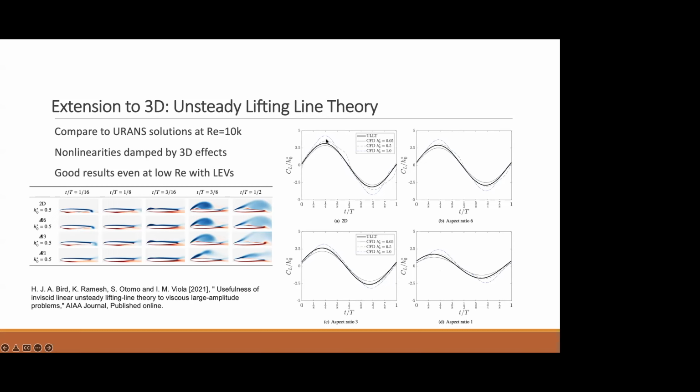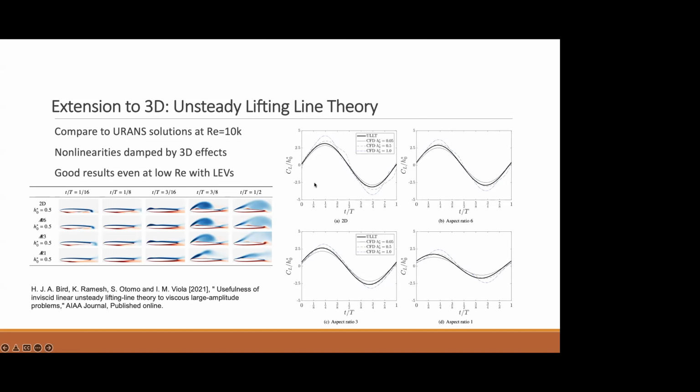The ULLT result is marked in the dark black line. And then we have CFD results for 3 different plunge amplitudes. A very small plunge amplitude of 0.05, an intermediate amplitude of 0.5, and a high amplitude of 1. Let's first look at the flow visualization for these cases. We can see that we have quite a large leading edge vortex structure that is being formed on the airfoil for all the different aspect ratios.